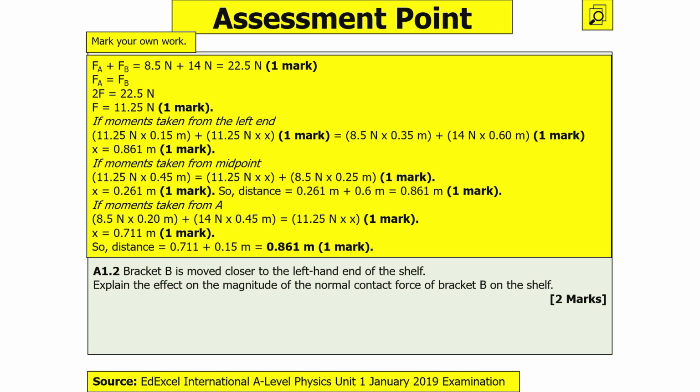So if we take the moments from the left end, the clockwise moments must equal the anti-clockwise moments. So 11.25 times 0.15 plus 11.25 times x is equal to 8.5 times 0.35 plus 14 times 0.6. So therefore x works out to be 0.861 meters.